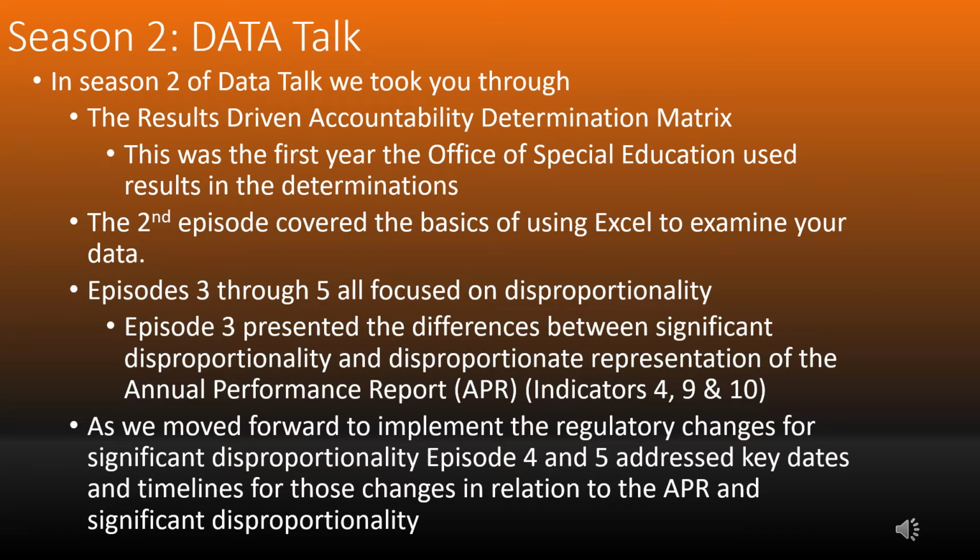Episode 3 presented the difference between significant disproportionality and disproportionate representation of the annual performance report. That's indicators 4, 9, and 10. As we moved forward to implement the regulatory changes for significant disproportionality, Episode 4 and 5 address key dates and timelines for those changes in relation to the APR and significant disproportionality.